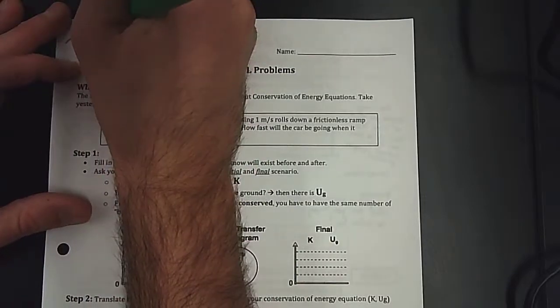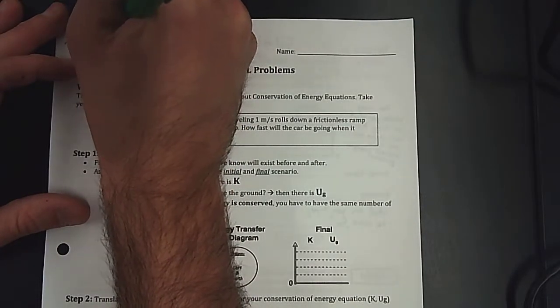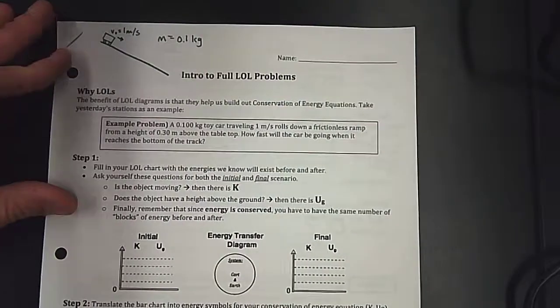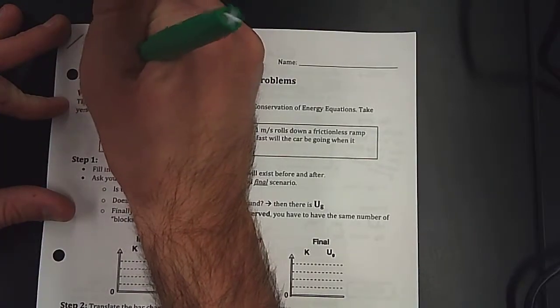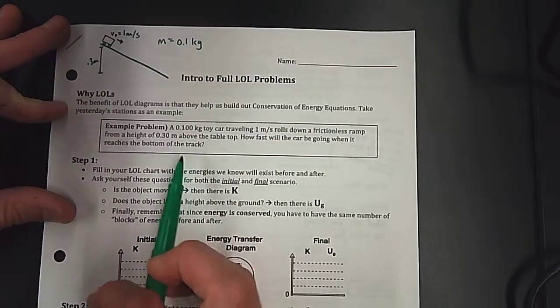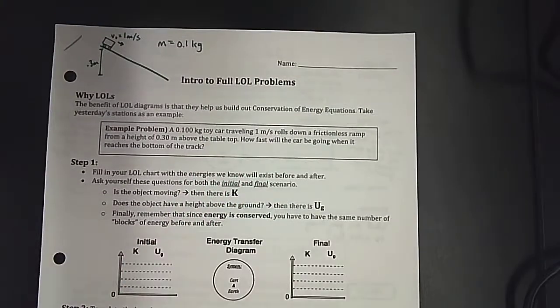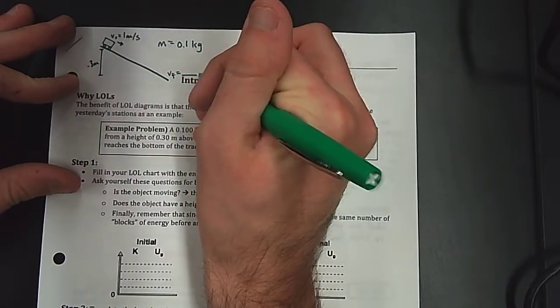It's already initially traveling, so I could say my initial velocity is 1 meter per second. I always like to put a little arrow here too, just to show that it does have some velocity initially. And it starts from a height of 0.3 meters above the tabletop, so I can label that as well. And the question is how fast will the car be going at the bottom of the track? So what I'm looking for is my final velocity.